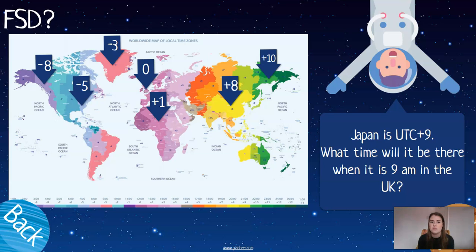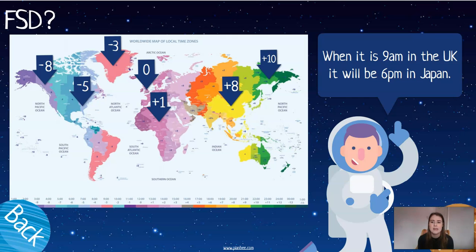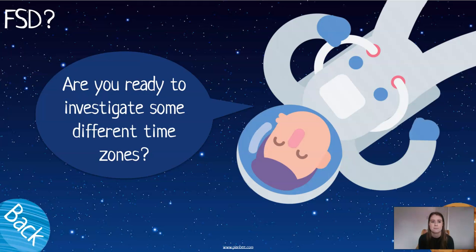Now, Japan is a UTC of +9, so here they would be 9 hours ahead of us. So what time will it be there when it's 9 a.m. here in the UK? Okay. So when it's 9 a.m. here, it would be 6 p.m. in Japan. All we'd have to do is add 9 hours. So we'd have 10, 11, 12, 1, 2, 3, 4, 5, 6. So 9 hours ahead would give us 6 p.m.